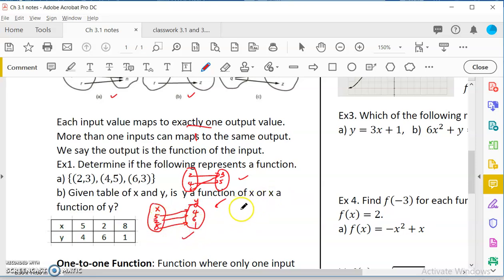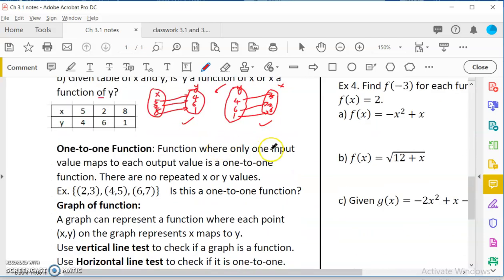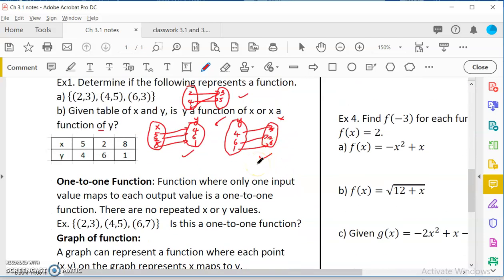Is x a function of y? I'll do y here because it says a function of y, meaning y is the input. So y would be 4, 6, 1, and x is 5, 2, 8. They are all one-to-one, right? So it is also a function. So x is a function of y, and y is also a function of x. You need to know this kind of terminology.